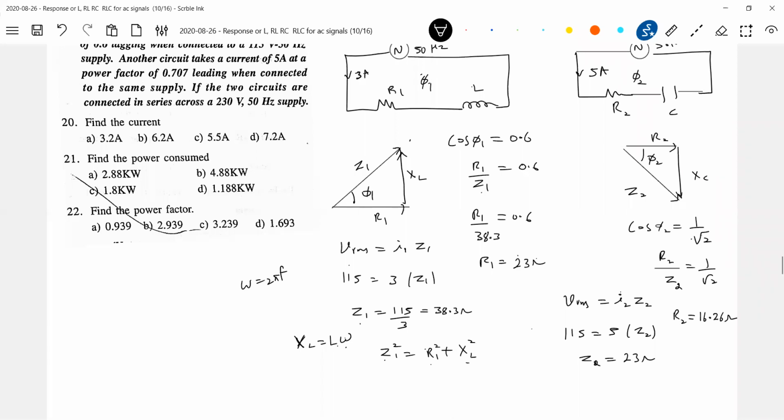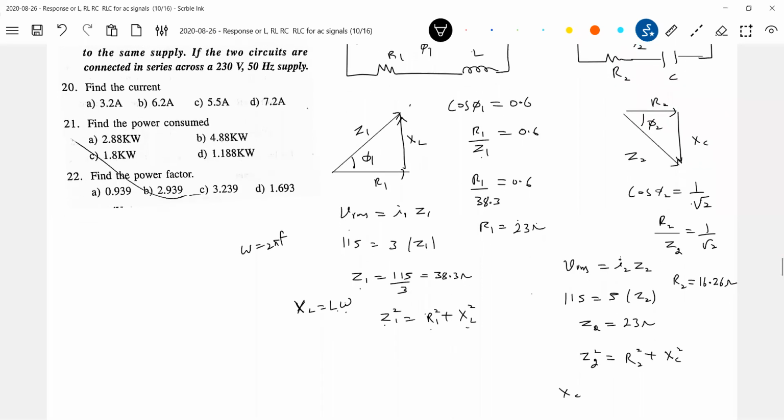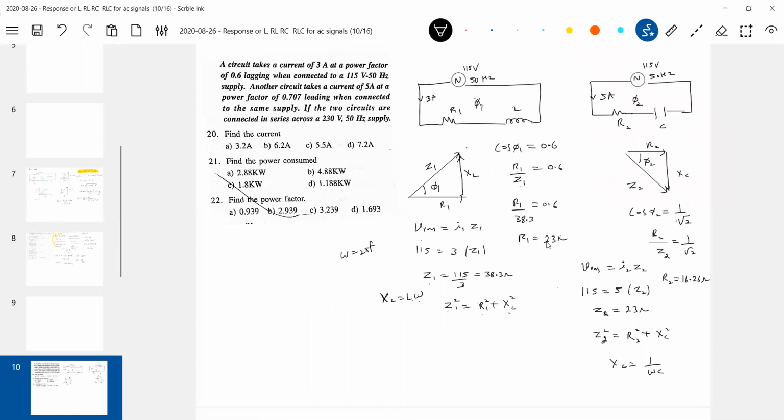Okay, now after getting R2, what is Z2? You can write it as Z2 square equal to R2 square plus XC square. We know omega from here. Then from XC, I'll get the value of XC, from XC is equal to 1 by omega C. I'll get the value of C. So like this, from this information, we get all the quantities.